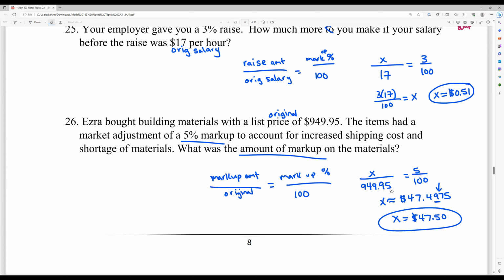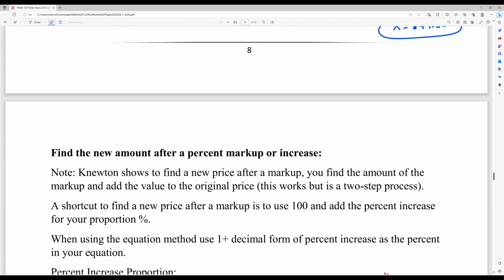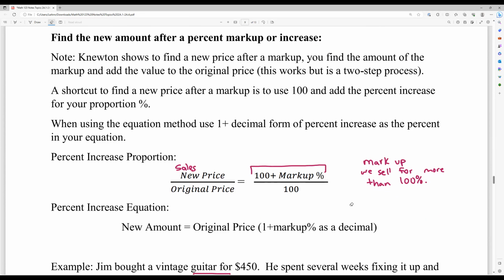So if I do want to know the new price and I don't want to have to do that 2-step process of finding the markup amount and then adding that amount to my original price, I can use, remember this formula, this is a percent increase or markup formula. You can get your new or sales price by doing new price over original price. And that is equal to, remember, the markup percentage gets added to 100 because the sales price, if you're doing a markup, is going to be more than the original price. So it's going to be 100% of the original plus the percentage of the markup part. Okay.